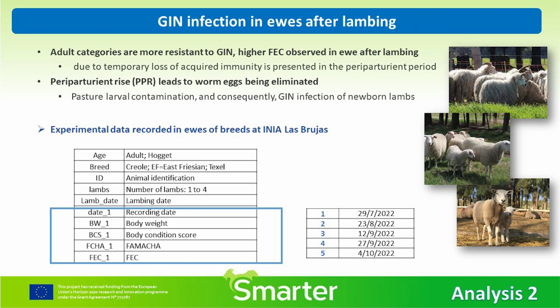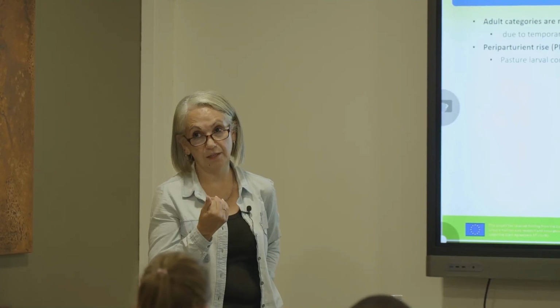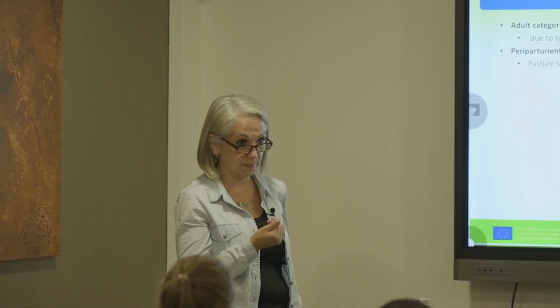The second one is about the gene infection induced. What is observed is a rise in FEC in the ewe after lambing or around lambing. That is basically due to a reduction, a loss of immunity because of the stress around that season. And the problem is that the periparturient rise leads to an elimination of worm eggs onto the pasture that could be an additional contamination for the newborn lambs.